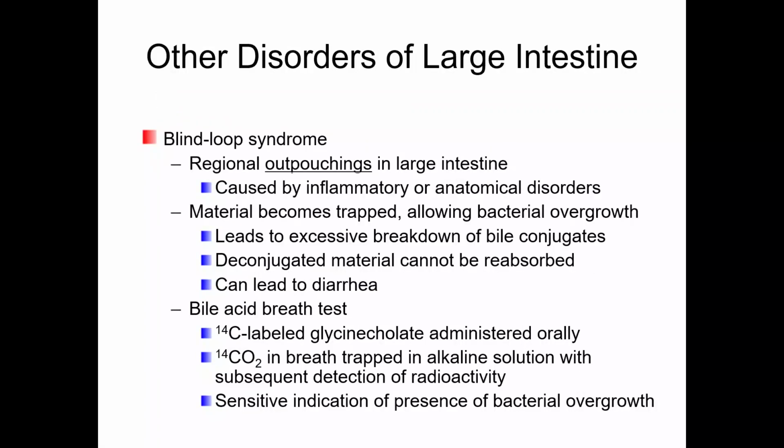Other disorders of the large intestine: the blind loop syndrome. Regional outpouching in the large intestine is caused by inflammatory or anatomical disorders. Material becomes trapped, allowing bacterial overgrowth that leads to excessive breakdown of bile conjugates. Deconjugated material cannot be reabsorbed, and it can lead to diarrhea. Here we use the bile acid breath test: 14-carbon labeled glycocholate administered orally, and then the carbon dioxide is trapped in alkaline solution and detected radioactively.